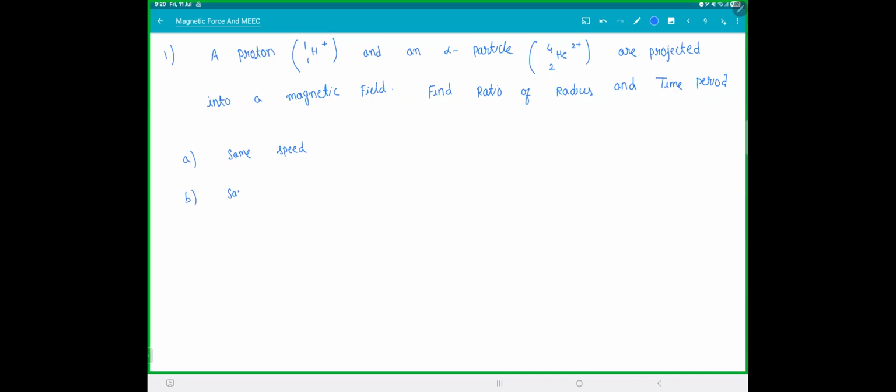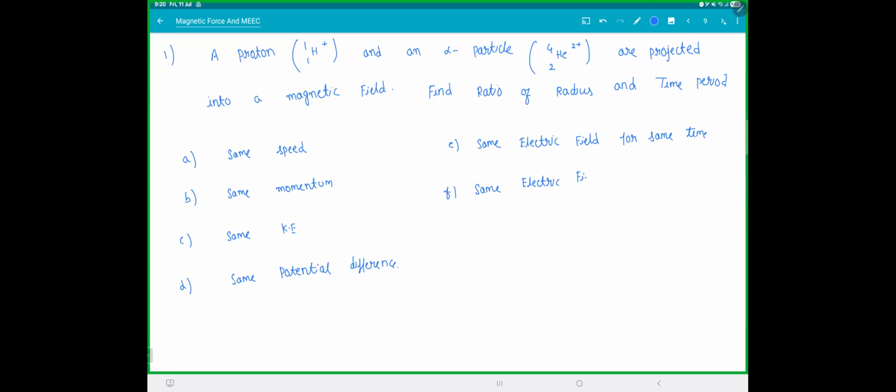Case 2: they're thrown with the same momentum. Case 3: they're thrown with the same kinetic energy. Case 4: they're thrown with the same potential difference. Matlab, you accelerate both of them with the same potential difference and then you send them into the magnetic field. Case 5: same electric field for the same time. You accelerate both the particles with an electric field E for the same time and then you send them inside. Case 6: same electric field for the same distance. So let's say you have an electric field E, make them travel a distance D, and then you send them into the magnetic field. Six cases, everyone.